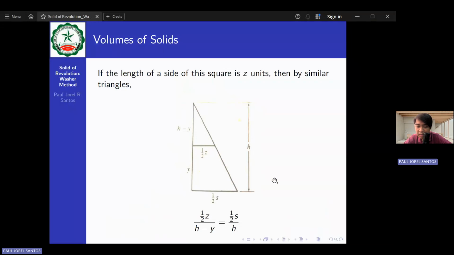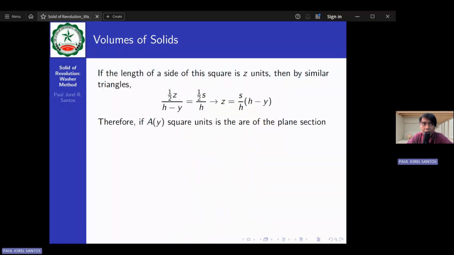Now, after having that equation, let us simplify it further. Let us cancel one half, or we just multiply both sides by 2 to cancel those, no? So we have z over h minus y is equal to s over h. Now we want to isolate z. So h minus y will be multiplied to both sides and it will give us z is equal to s over h, multiplied by the denominator h minus y. So we have z is equal to s over h multiplied by the difference of h and y.